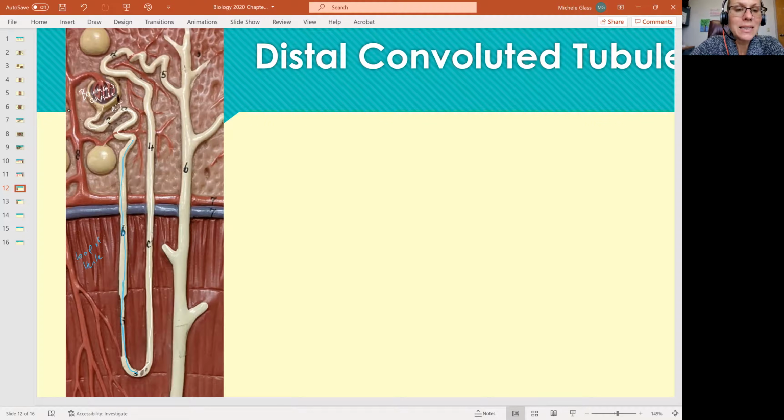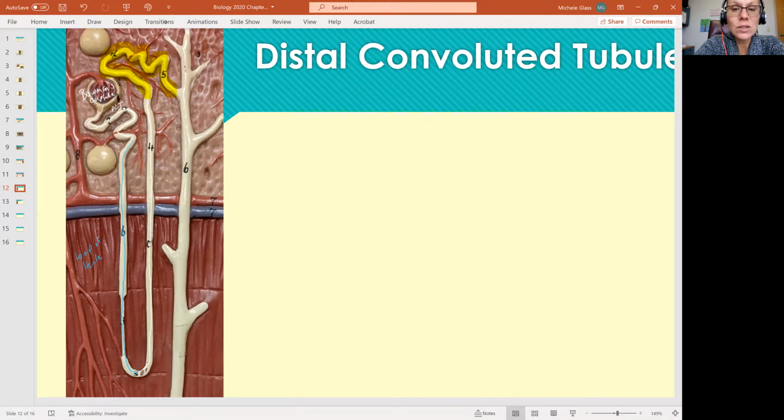And by the time we make it to the distal convoluted tubule, which is our topic for today, so let me highlight the distal convoluted tubule. By the time we make it to the distal convoluted tubule, 80% of the water that was initially filtered out has been reabsorbed through what is called obligatory water reabsorption.